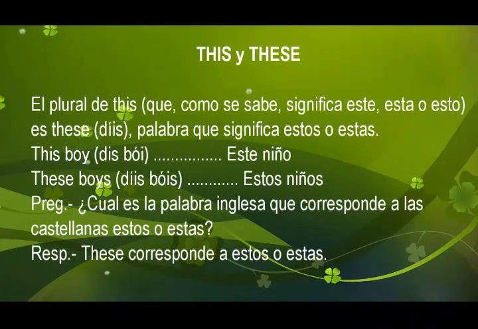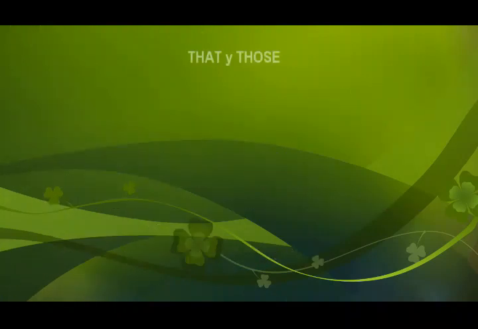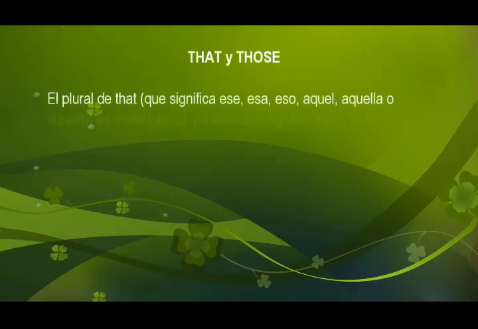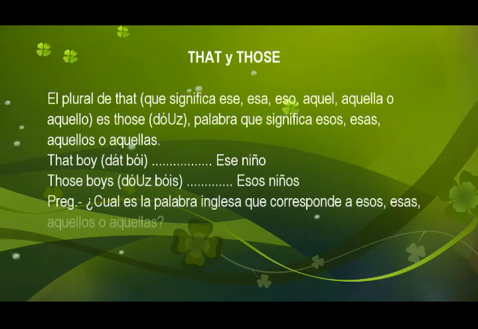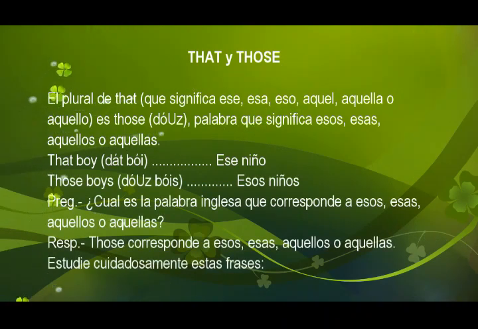Pregunta, ¿cuál es la palabra inglesa que corresponde a las castellanas estos o estas? Respuesta, this corresponde a estos o estas. That, and those. El plural de that, que significa ese, esa, eso, aquel, aquella, aquello, es those, palabra que significa esos, esas, aquellos o aquellas. That boy. Ese niño. Those boys. Esos niños. Pregunta, ¿cuál es la palabra inglesa que corresponde a esos, esas, aquellos o aquellas? Respuesta, those corresponde a esos, esas, aquellos o aquellas.